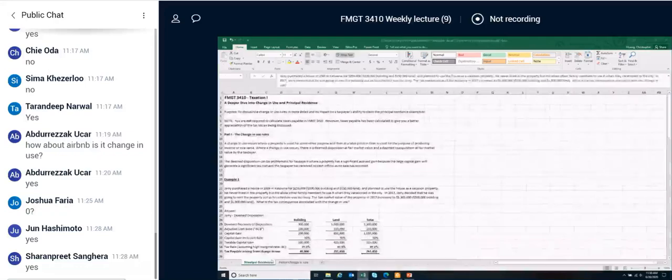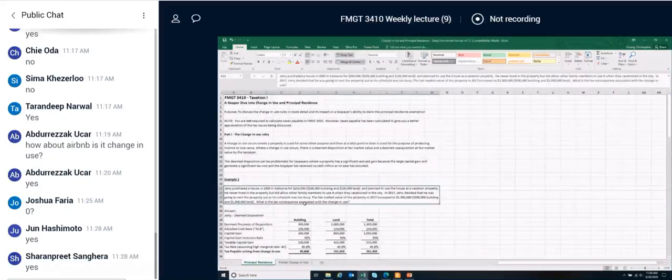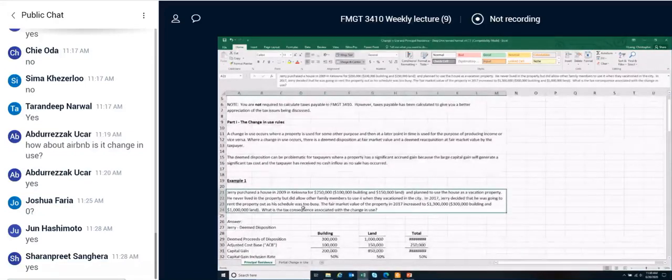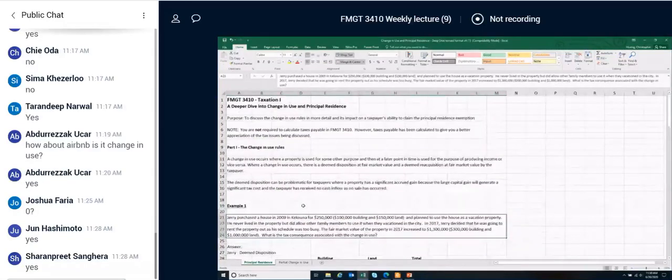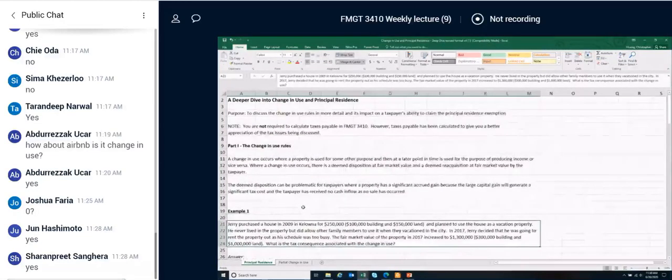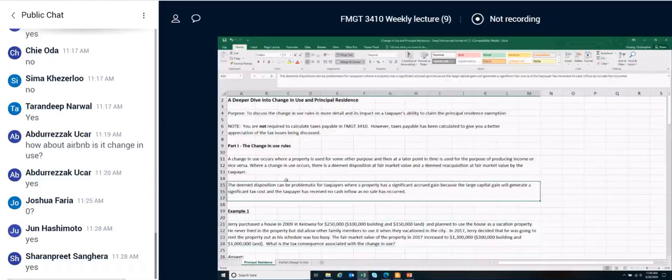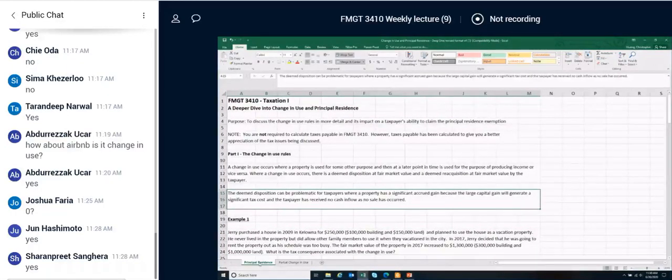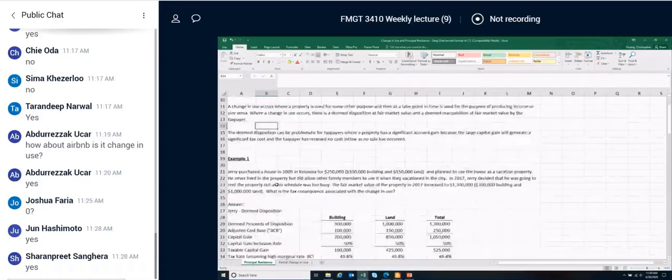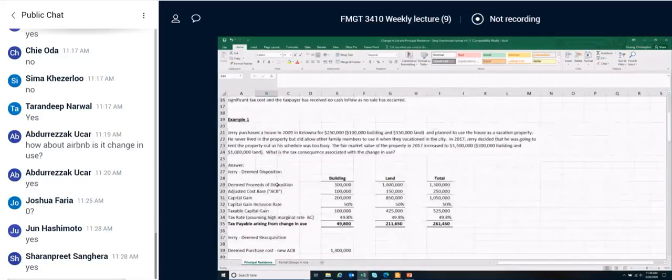So in the week 9 contents, there's this deep dive change in use handout. So this is the change in use in principal residence deep dives revised format. And there are 2 areas that we've talked about here. There are 2 tabs. The first tab talks about what happens when you have a change in use and you're doing it on the entire property. Okay, so here's an example.